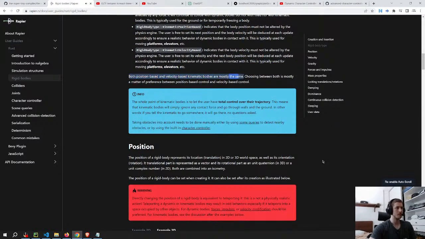Both position-based and velocity-based kinematic bodies are mostly the same. Choosing between both is mostly a matter of preference between position-based control and velocity-based control. The whole point of kinematic bodies is to let the user have total control of their trajectory. This means that kinematic bodies will simply ignore any contact force and go through walls and ground. In other words, if you tell the kinematic body to go somewhere, it will go there, no questions asked. Taking obstacles into account needs to be done manually, either by using scene queries to detect nearby obstacles or by using the built-in character controller.